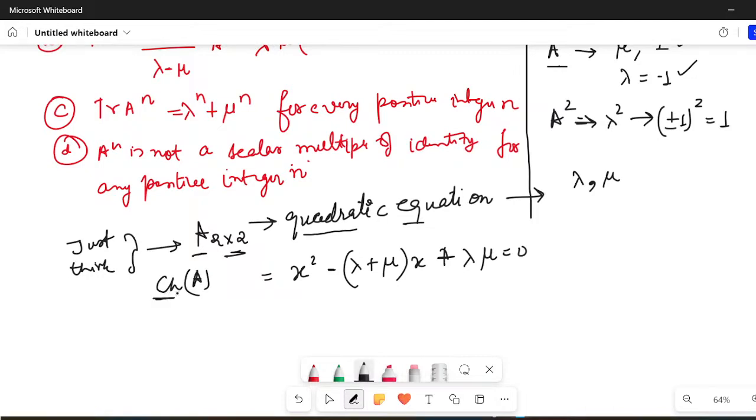And I know that from the Cayley-Hamilton theorem. Excuse me, because I introduced the question before the concept, so I'll do the concept later on. But everybody is in MSc, so everybody must be knowing the Cayley-Hamilton theorem. So this characteristic equation is satisfied by the matrix itself. So I can write A square minus (lambda plus mu) times A.